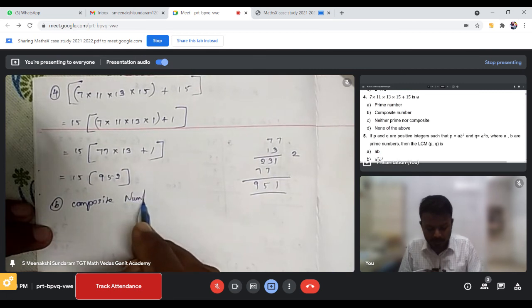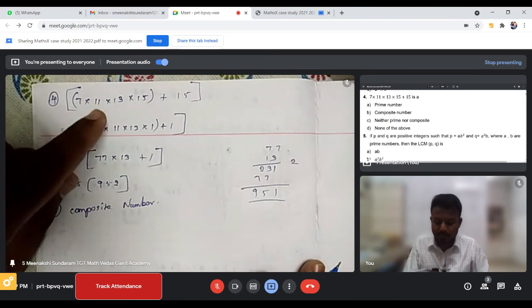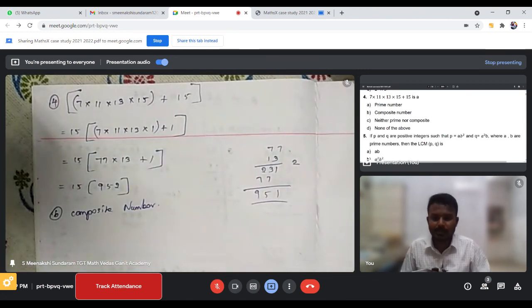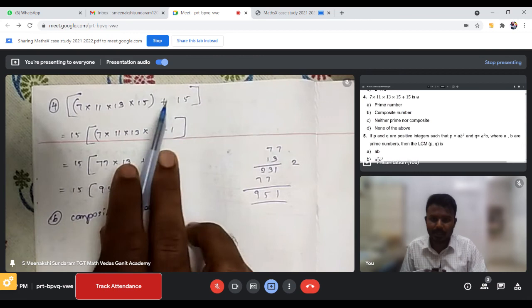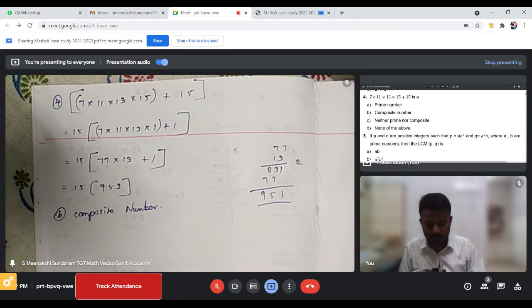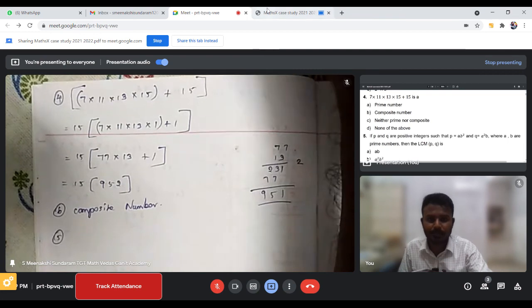So the option is B, composite number. Have you all clear? We also have a mnemonic. When they give this kind of problem, you need to check whether 15 is there, the same number, after the plus and before the plus. You can check whether the number is the same: 15 and 15, 13 and 13, 11 and 11, or 12 and 12. If it is there in this kind of expression, it is obviously a composite number. Right? Okay. Next. Last question, fifth one.